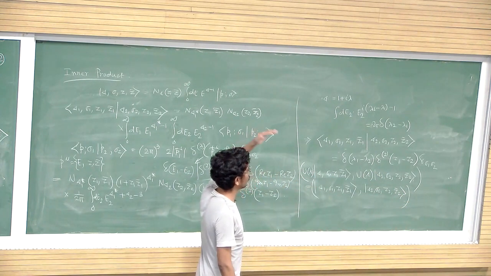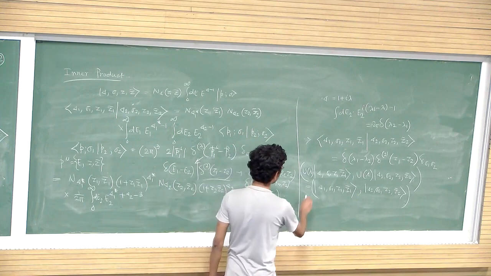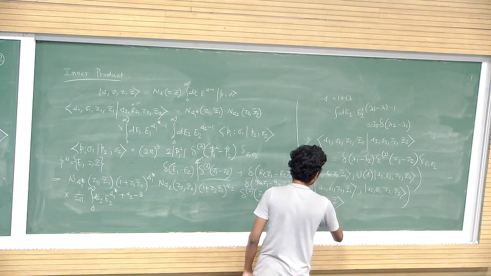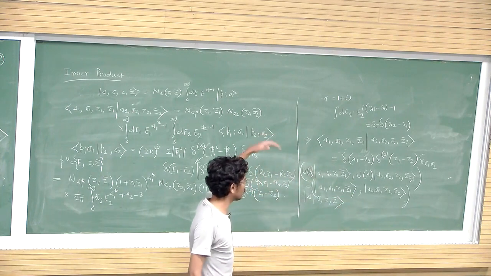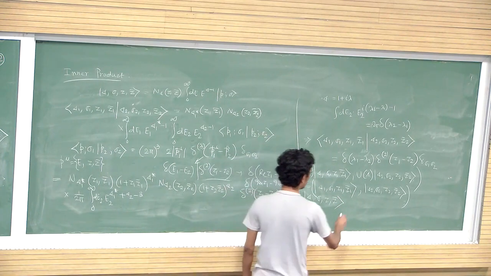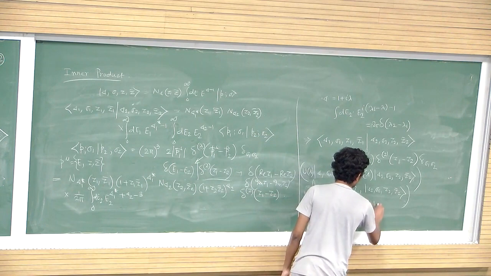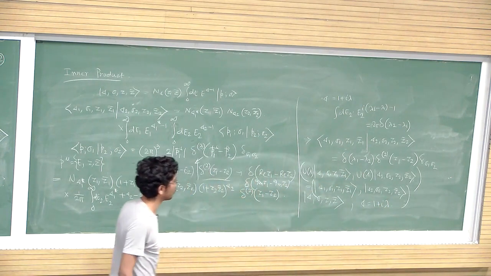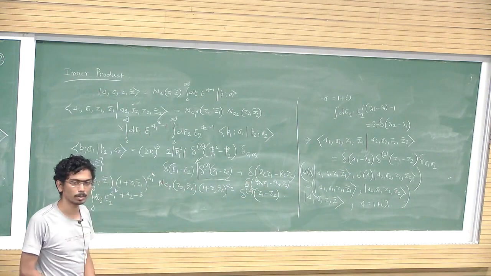So thus I conclude that these states delta sigma z z bar form a unitary representation of the SL2C given that delta equals 1 plus i lambda. So this is my conclusion.